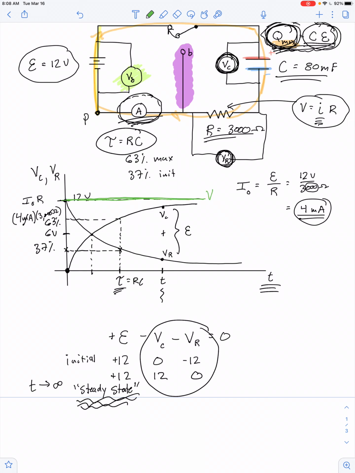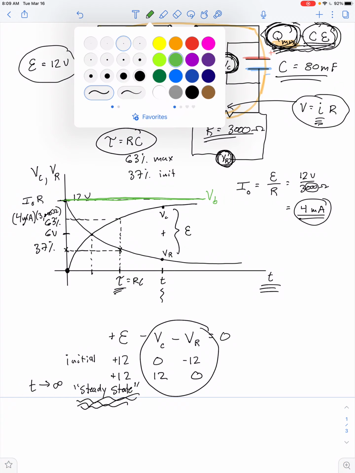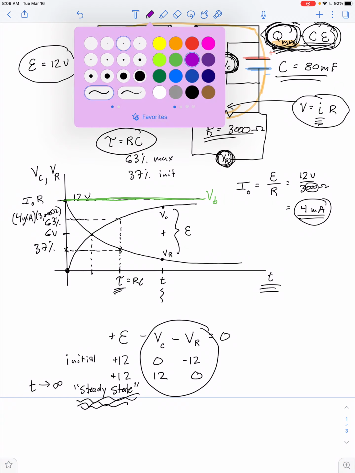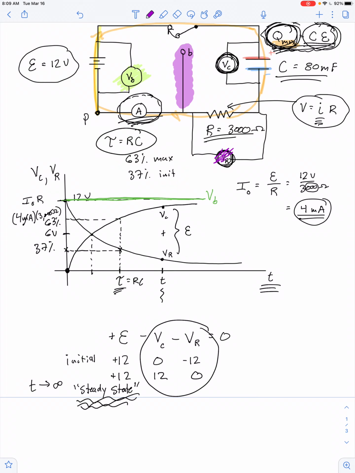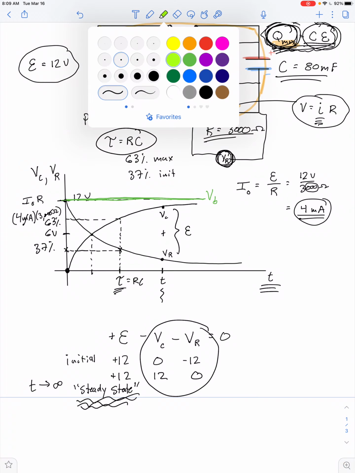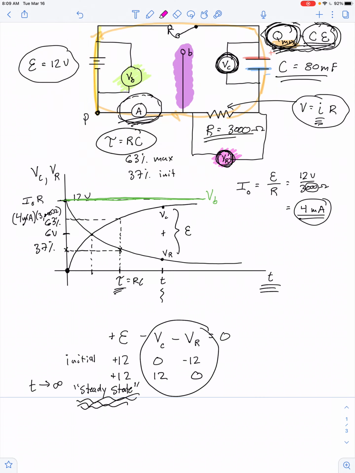There it is. That's just always going to read 12 volts. Let's go with, how about purple? Oops. Pink. Okay, so the voltage across the resistor, well, we've already graphed that. That's the one that starts out at some maximum value equal to the battery voltage and asymptotically approaches 0.